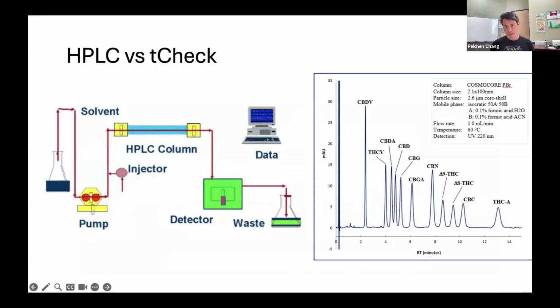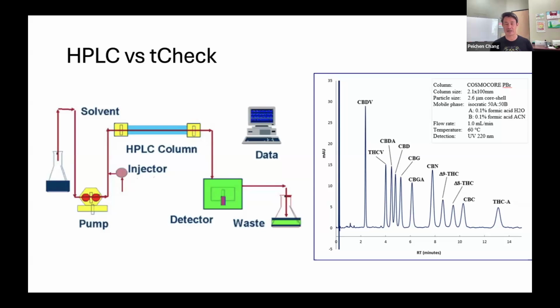The second bit is a column. This is actually what an HPLC column looks like. It's a long stainless steel tube, and the column is packed with this stuff called C18, which, anyway, doesn't matter. And the last bit, right here on the right-hand side, the green thing, is the detector. So actually, tCheck is simply a detector in an HPLC.